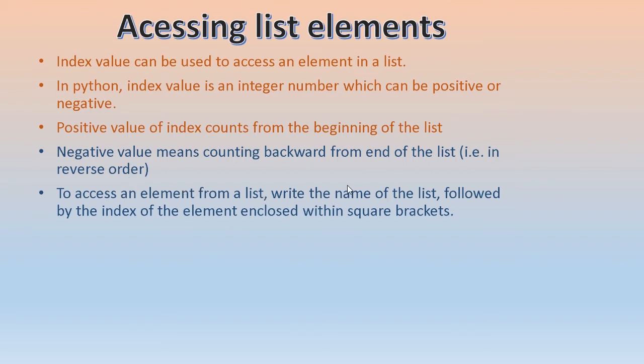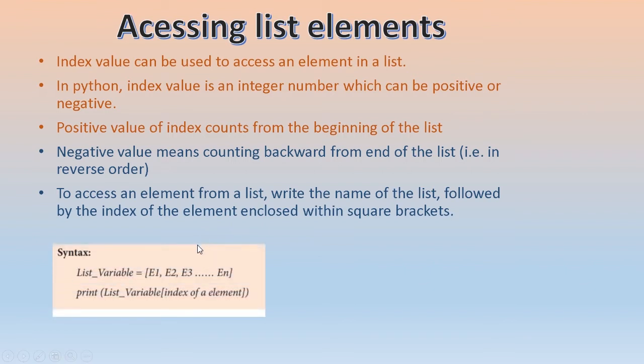To access an element from a list, write the name of the list followed by the index of the element enclosed within square brackets. So if I want to access any element, we have to write the name of the list, then write the index within square brackets. What is the syntax? List variable is equal to e1, e2, that is, I have initialized the list. Next I want to print, then print list variable. Within square brackets we have to write the index of the element. Suppose I want to print the first element, then I have to write list variable, square bracket, within the square bracket I write 0, so the first element will be printed.